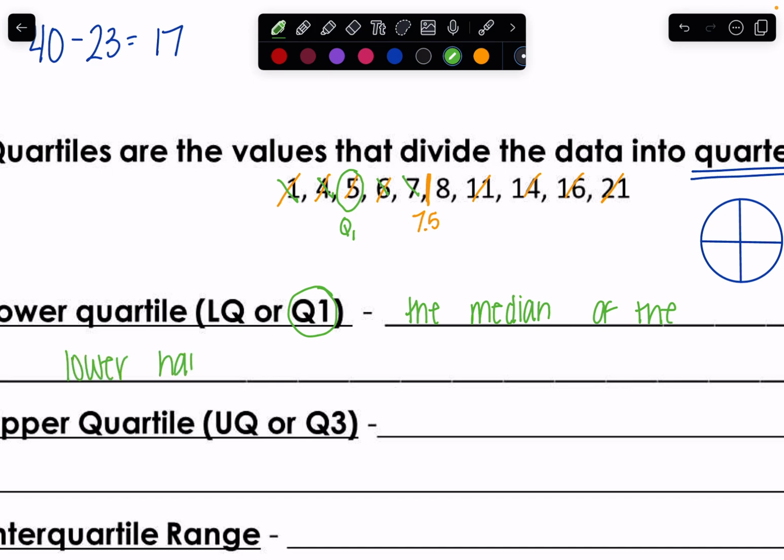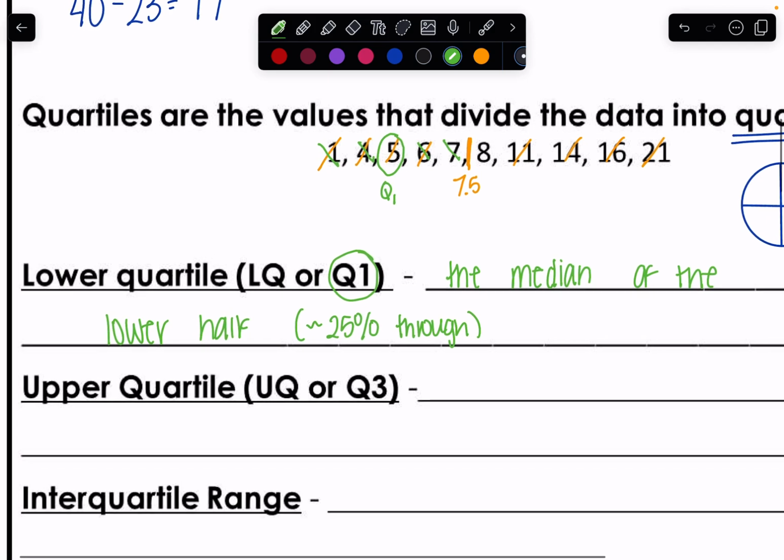Once I cut everything in half, now I've cut it in half again. Then that's also talked about as 25% through. You may hear me say, what's 25% of the way through this list? 5. That's 25% of the way through. Halfway through, 7.5. Now we go again.